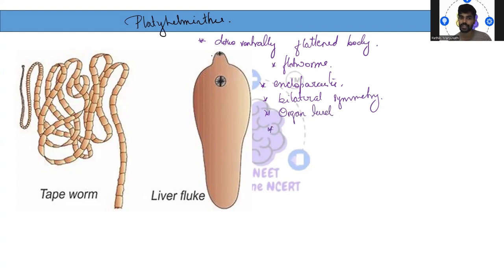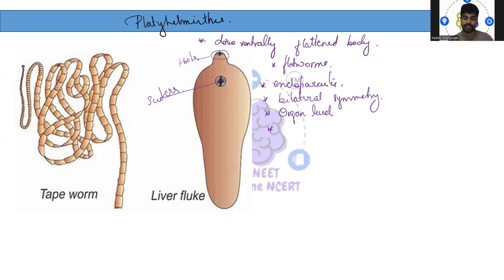So they have special structures called hooks as well as suckers. They are present in the parasitic mode. If they are parasitic, you will actually see the presence of hooks and suckers. Hooks help in attachment to the host, whereas suckers help in sucking whatever nutrients are required for them.